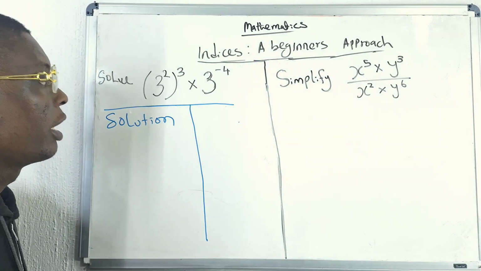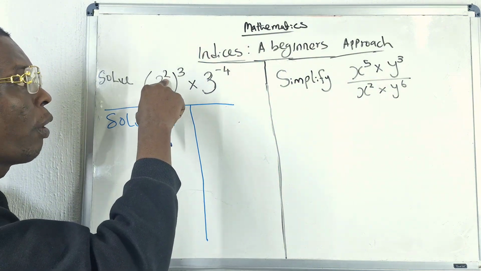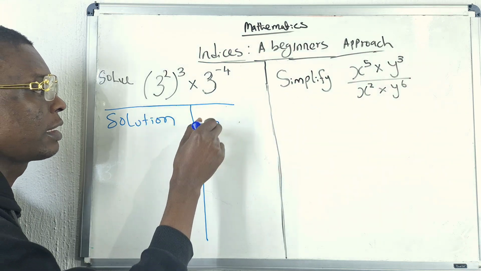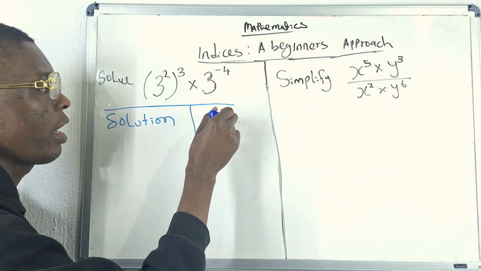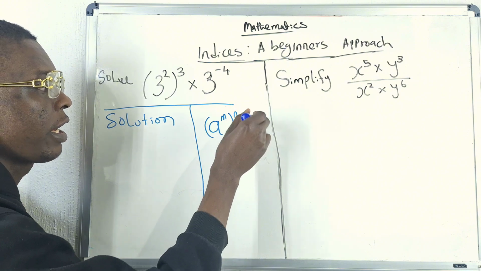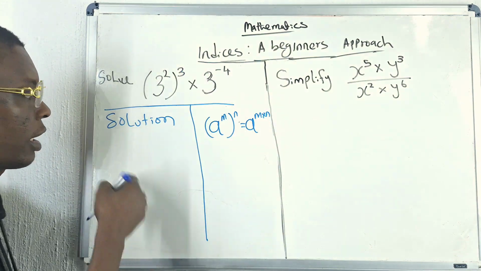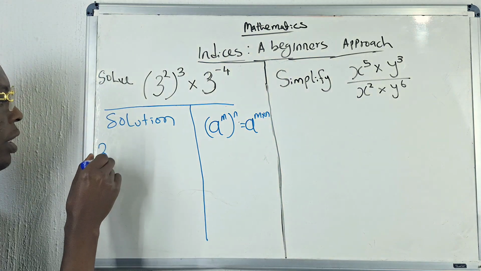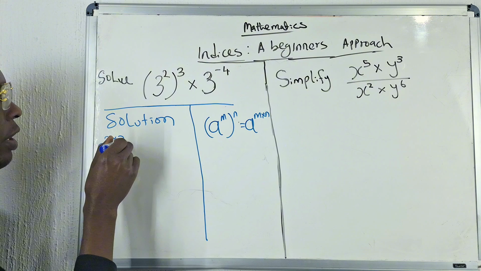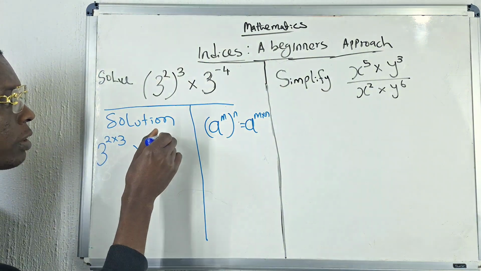Now this is 3 raised to the power of 2, and then there is a 3 outside, which is also a power. This simply means this is a rule that has to do with power of power. That rule is this: a raised to the power of m, in brackets raised to n, is the same thing as a to the power of m times n. So we are going to apply it here. This becomes 3 raised to the power of 2 times 3, multiplied by 3 raised to the power of minus 4.